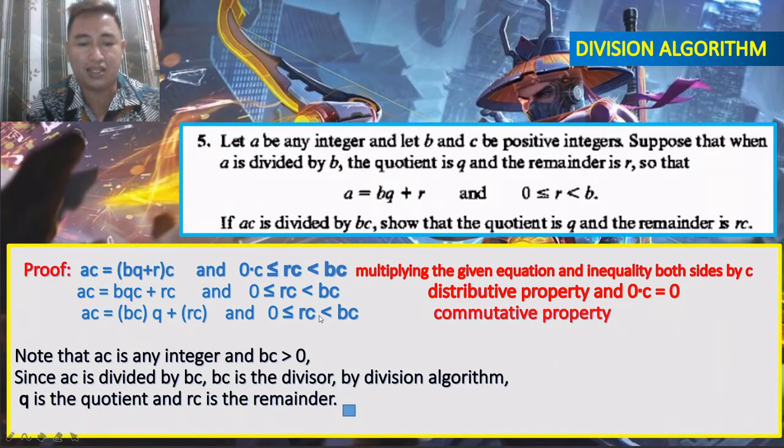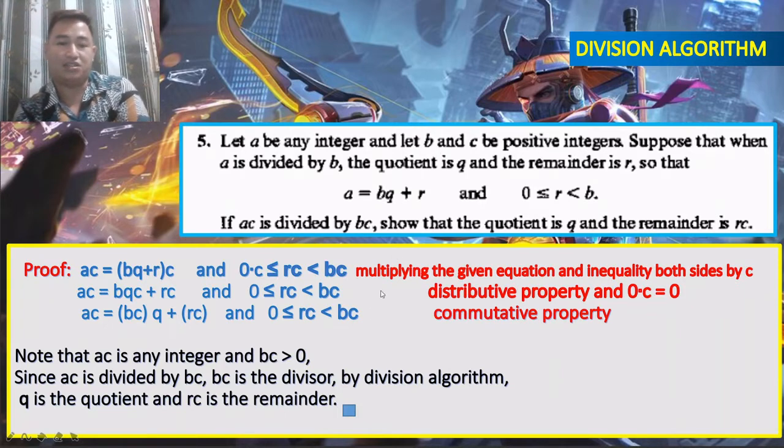Now note that AC is any integer, since A is any integer times a positive B and C, and A can be negative or positive. So AC is any integer and BC is greater than 0, because B and C are positive integers, so their product BC is positive.